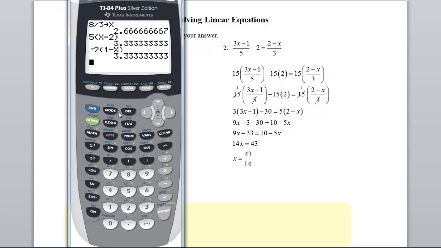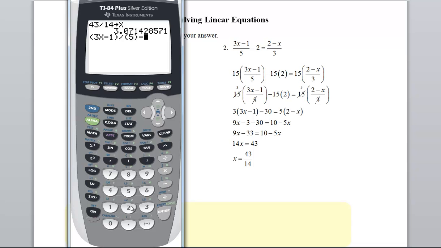So let me pull up my calculator again. So 43 divided by 14, storing for x. Type in the left-hand side. Now when you have a rational expression, then you need parentheses, and not around the fraction, around the numerator and the denominator. So I'm going to have 3x minus 1, that's my numerator, close that, divide by 5.